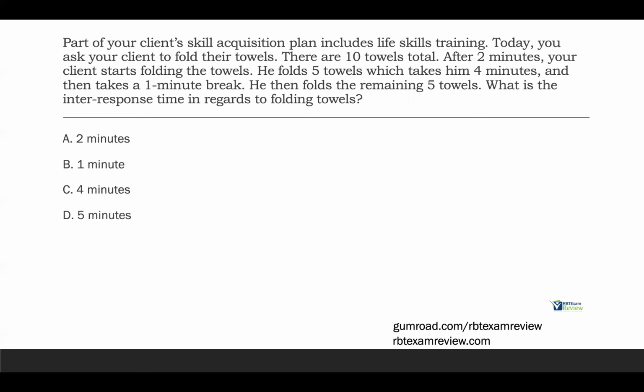Okay, long question with a lot of numbers and a lot of potential questions they could ask you. Okay, what are we going to do? We're going to answer only the question they ask us. So are they asking us about duration, about rate, about latency or IRT, frequency? What are they asking us about? Well, they want to know the inter-response time. They want to know the IRT in regards to folding towels.